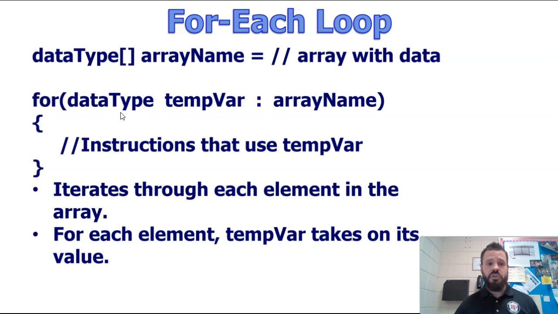Okay, the way we'll write the for each loop is we'll say for each, first we give it a data type. We tell that loop what type of data to expect. And then we have to identify a temp variable that's going to take on the elements of the array, followed by the array name. And the way we'd read this is for each data type temp variable in array name. Then we'll give it instructions for what to do with that temp variable. Okay, what the for each loop is going to do is it's going to iterate through each element in the array, and then for each element, temp var takes on its value.